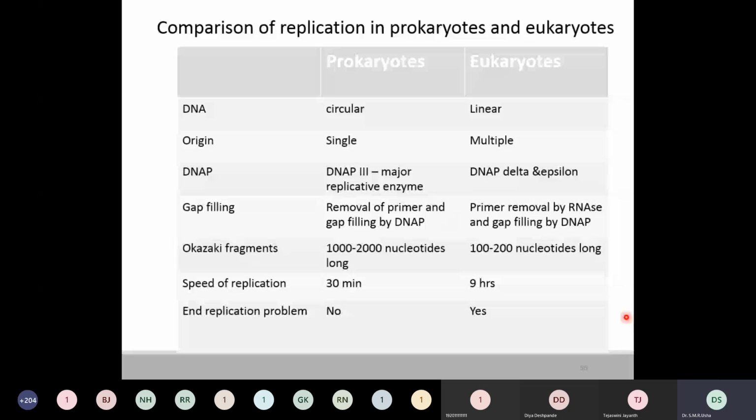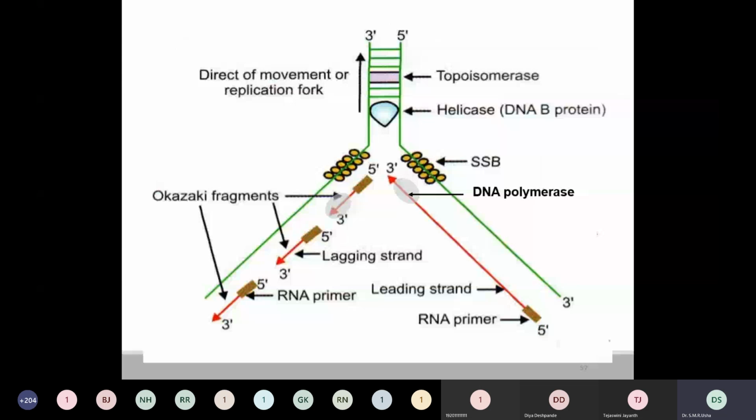So with this, I have given some, see, this is the replication fork. This is much easier. When we ask replication fork with the components, you are supposed to write 4 components along with leading and lagging strand. I have played a video for you.